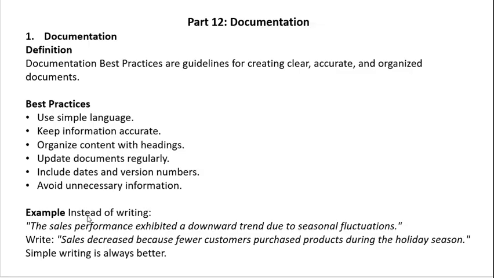An example is the instance of writing: the sales performance exhibited downward trends due to seasonal fluctuations. A simpler way to write it: sales decreased because fewer customers purchased the product during the holiday season. Simple writing is always better.